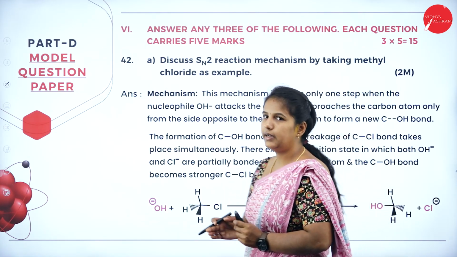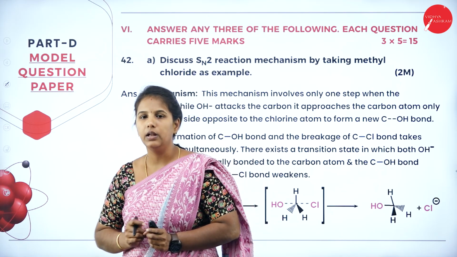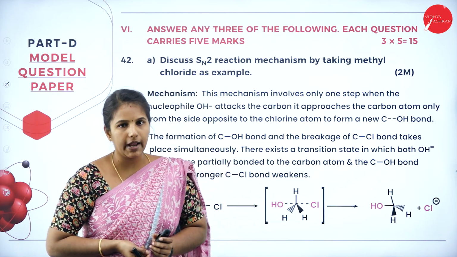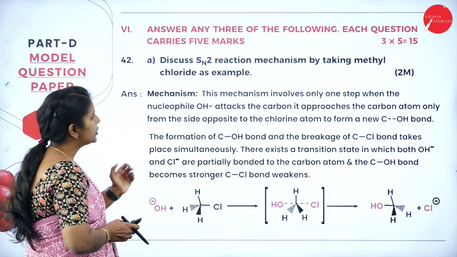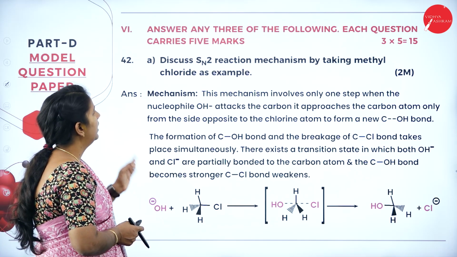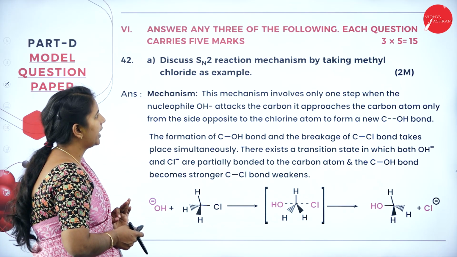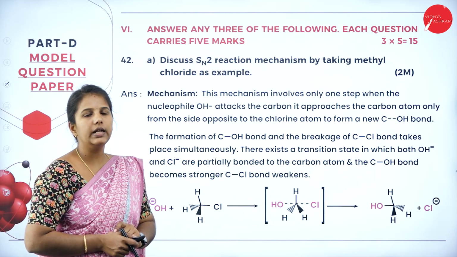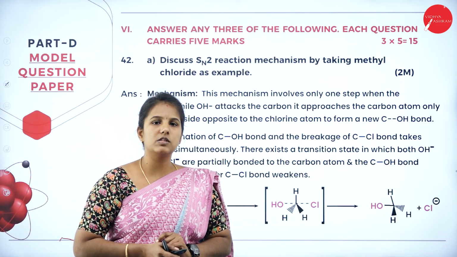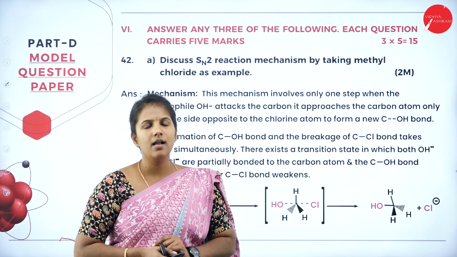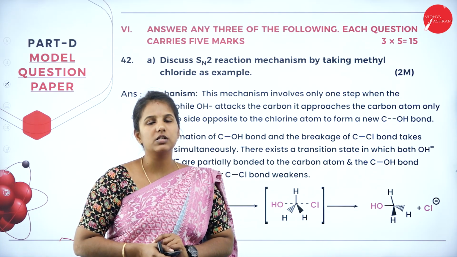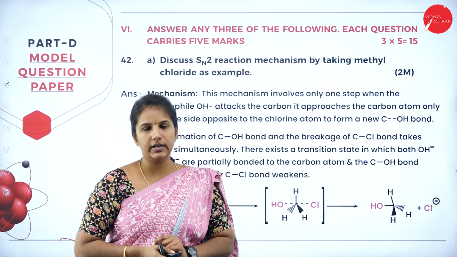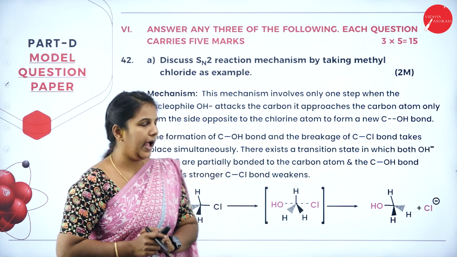Next, in part D only, there is a 6th mark question which is mainly meant for organic chemistry. The question will go like this: Discuss the SN2 reaction mechanism by taking methyl chloride as an example. We know that the SN1 mechanism is observed in tertiary butyl bromide, whereas the SN2 mechanism is observed in methyl chloride, that is a primary alkyl halide.